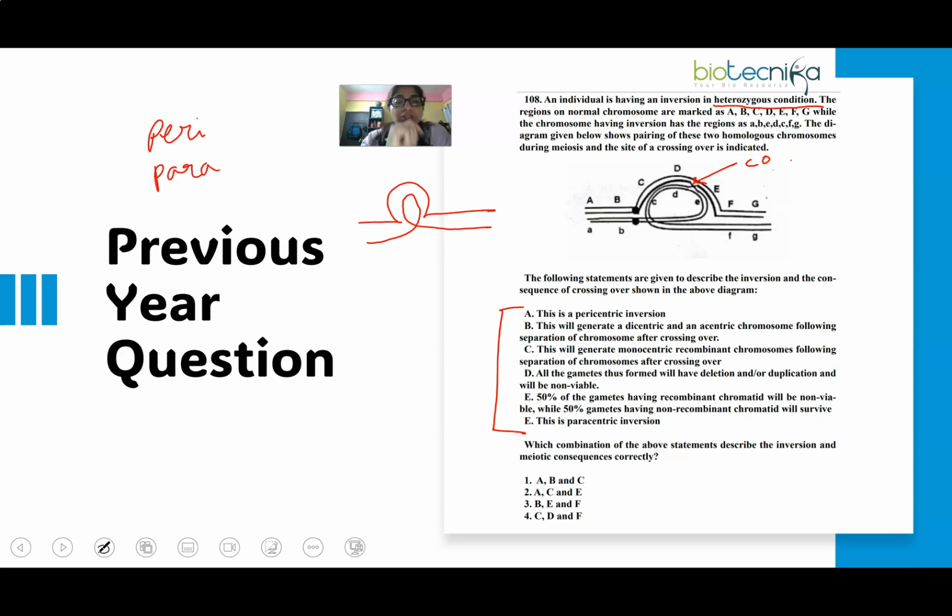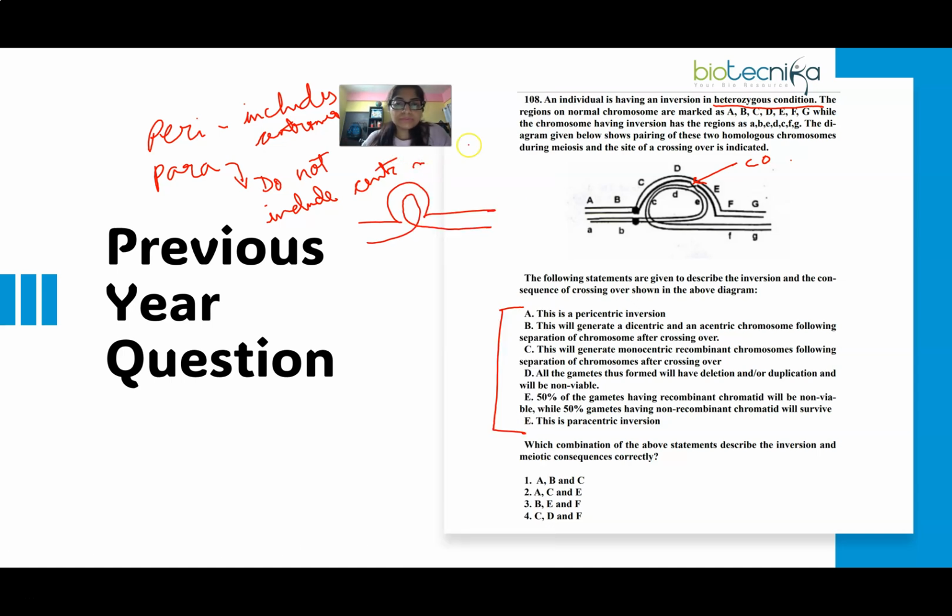Pericentric inversions are those inversions which include the centromere, so the inverted segment will include the centromere. Paracentric inversions do not include the centromere. Now we have to find out whether this particular inversion is pericentric or paracentric.